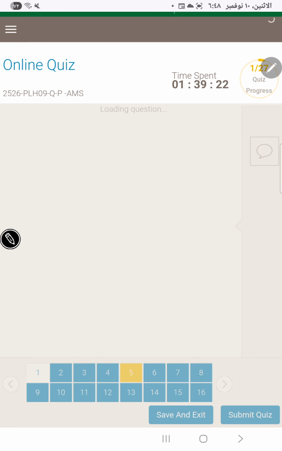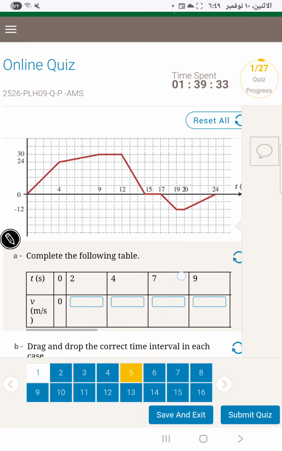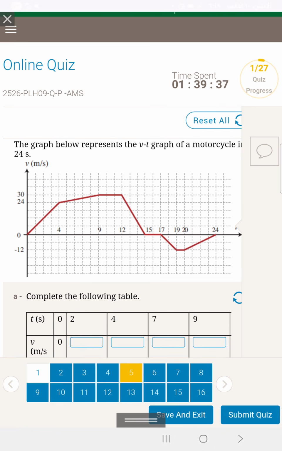Question number 5 now. The graph below represents the VT graph of a motorcycle in 24 seconds. Complete the following table. Now at the time 2 seconds, what was the velocity? Here you can easily read it from the graph. When the time is 2, the velocity is 12. So here you have 12. When the time is 4, the velocity is 24. So here you have 24, and so on.